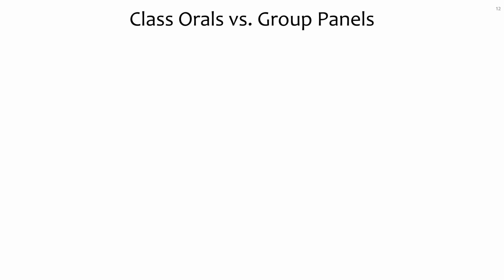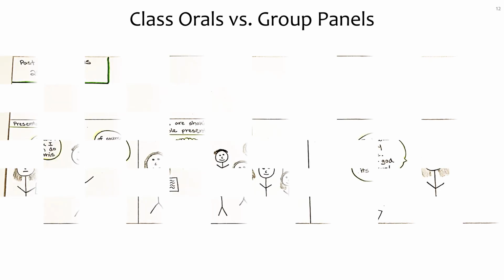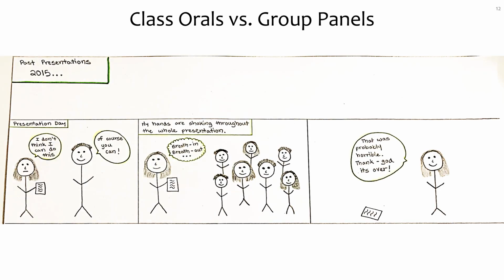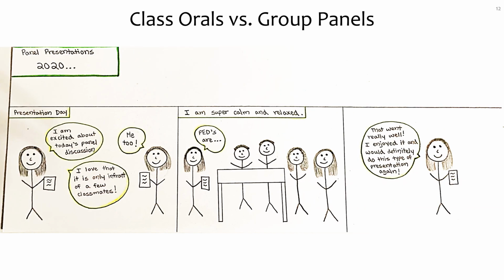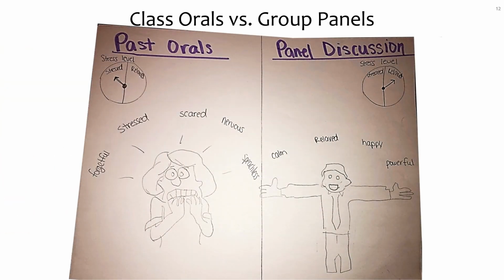I also gave my students the option to show me in a creative way a comparison between previous class orals and the current group panel model. So this is what one of them gave, past presentation 2015, as opposed to the panel presentation this year. So kind of presenting how prepared they were and how effective it was. Another student drew this one about their stress level. This, by the way, is kind of like using or abusing my students and get them to provide content for my UDL project.